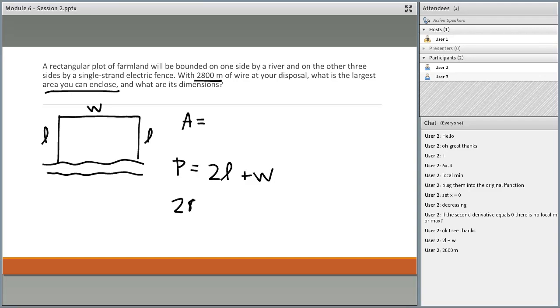Good. We were told that we have 2,800 meters of wire, and assuming we want to use all of it, we know that 2,800 will equal 2L plus W.